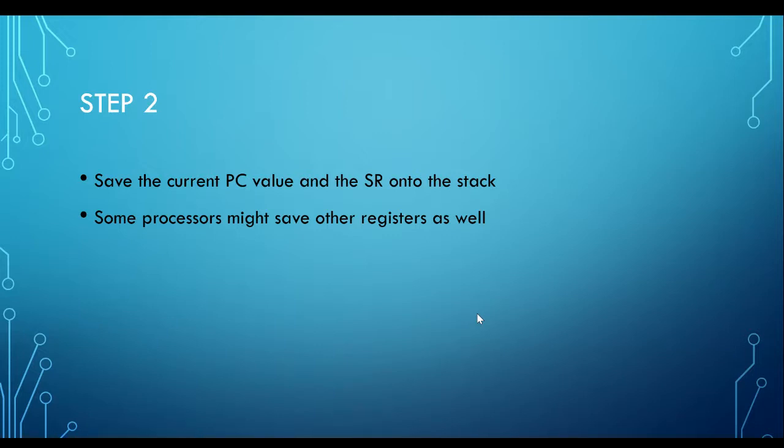Remember what's in the status register? We have flags. We have arithmetic flags, carry, zero, whatever. If the status register is not saved onto the stack, once you go back to the main program, everything will be jumbled up. It doesn't make sense anymore. So it's imperative that the status register is saved. Some processors might save other registers as well. It depends. But generally the program counter value and the status register are the most important. Other brands might implement it differently.